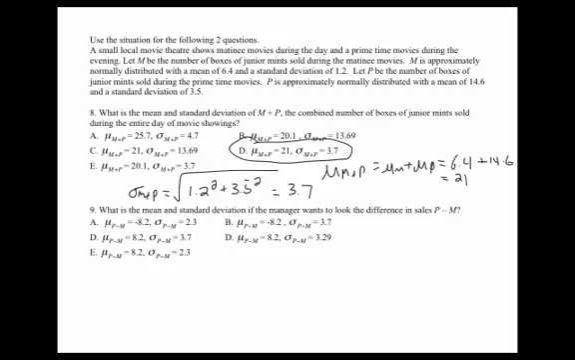9. What are the mean and standard deviation if the manager wants to look at the difference in sales, P minus M? Well, the mean of P minus M should be the mean of P minus the mean of M, so it should be 8.2. But even though we are subtracting P minus M, the standard deviation is going to be the same. You still would find the variances, then add the variances, and then square root to get back to the standard deviation. So I don't even need to recalculate. My standard deviation should be the same as for P plus M.